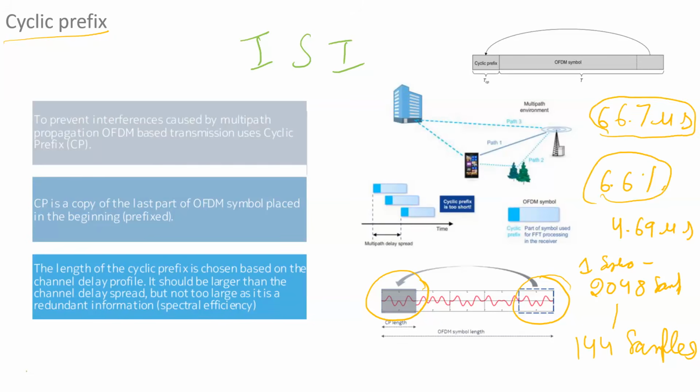Due to this, our symbol time increases from 66.7 plus 4.7 to 71.4 microseconds. This 4.7 microseconds is completely wastage, but it is required because we have to avoid inter-symbol interference. One thing to note here is that this cyclic prefix part of the OFDM symbol will not be utilized for any processing in the receiver. It is just an overhead, just a waste, and it is simply discarded.